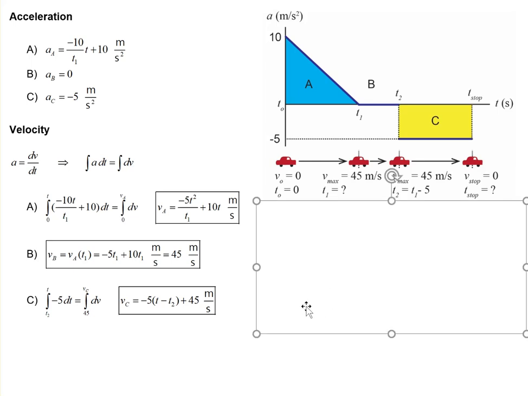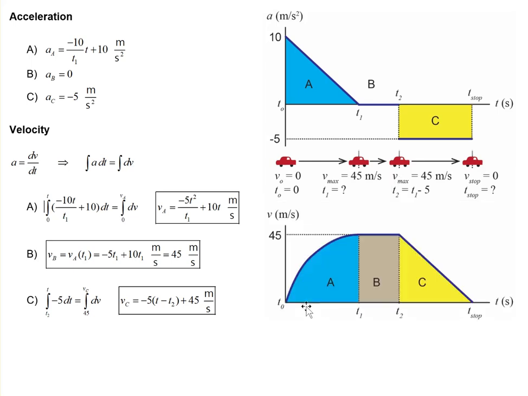All right, so we have the velocity equations. We can draw a velocity graph. So this is how it looks in region A. It's constant in B, and because the acceleration is -5, the slope of this one would also be -5.